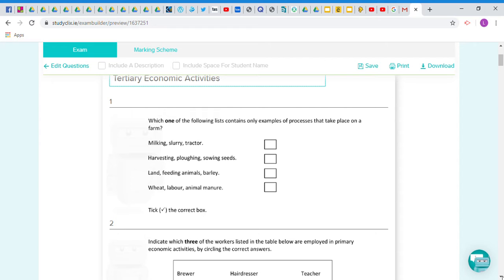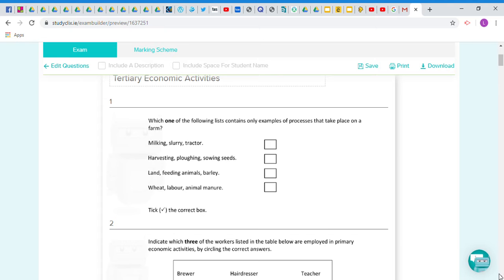Number 1, which one of the following lists contains only examples of processes that take place on a farm? Milking, slurry, tractor, harvesting, ploughing, sowing seeds, land, feeding animals, barley, wheat, labour, animal manure. So first of all, you all remember that processes usually end in ing. They're jobs that the farmer does. So we have harvesting, ploughing and sowing seeds.